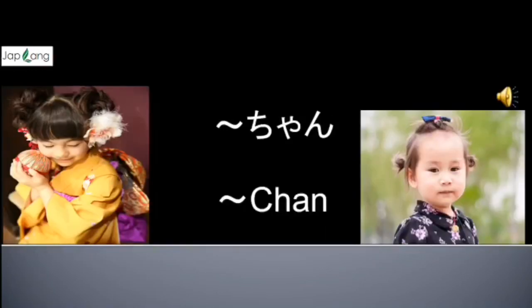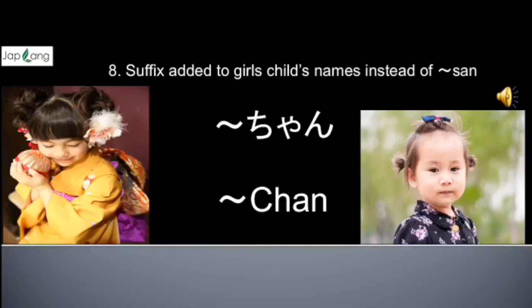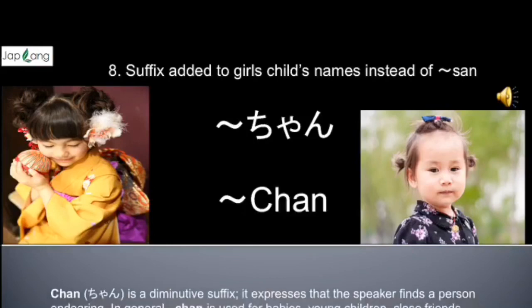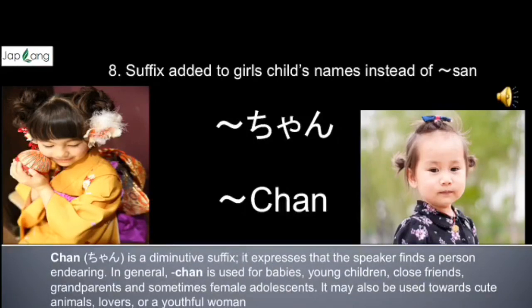Alright, so we go to chan. Chan is used for a small baby girl. It is a suffix added to a girl's child name instead of san. You can also use chan for your babies or young children, or close friends who are very near to your heart. You can remember chan with Shin-chan, the Japanese anime which comes on TV.